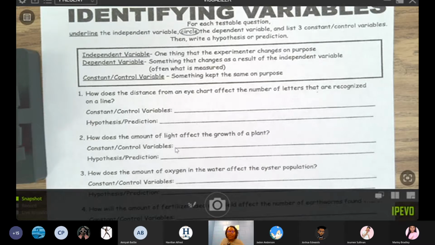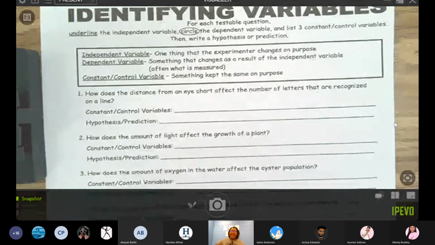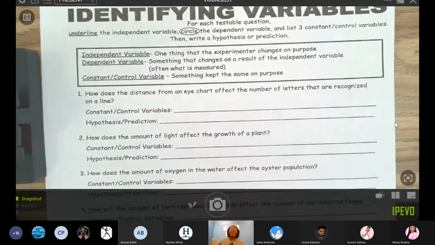We want to look back at our notes from yesterday. We want to remember that an independent variable is a variable that you make changes with. You have the control to change, and it's what makes everything different. A dependent variable, that's our ending result. That's what's changed because of our independent variable, and our controlled variable or constant variable, that's the variable that doesn't change, it stays the same.